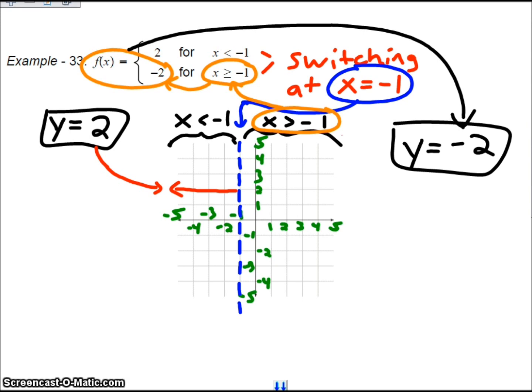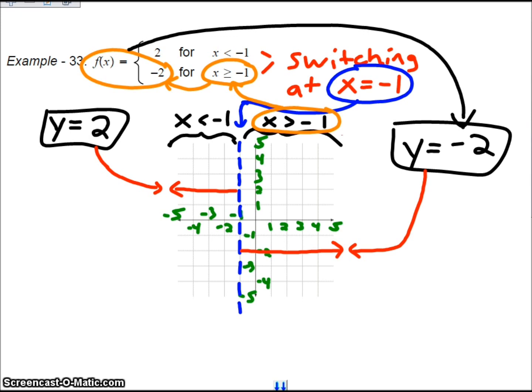Y equals -2, again, is just a horizontal line where all the y coordinates are -2, which is found right here. Right, so there's the horizontal line, y equals -2. Again, we start from the right-hand side and we draw all the way to the left until we hit that blue divider line, and that's where we have to stop drawing that equation. It's only allowed to go that far, and then we stop using it at that point.